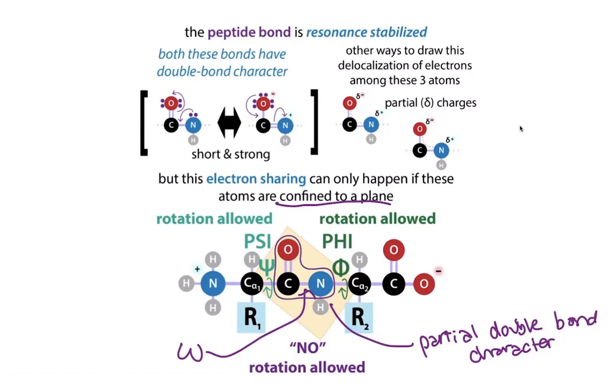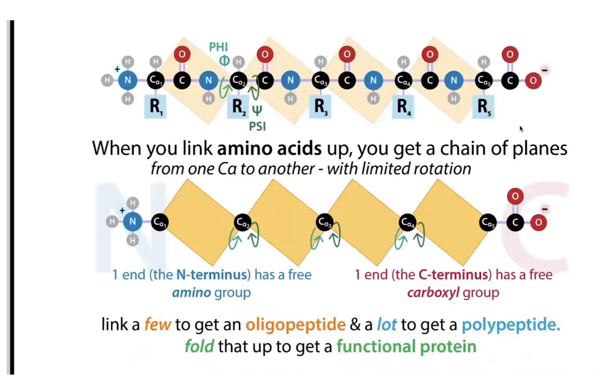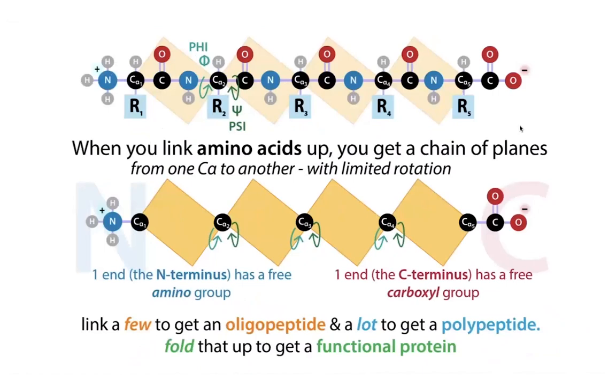Right here, we're just looking at a dipeptide, a single peptide bond. But when these link up, you're going to get a chain of planes where you can only get rotations at those specific points. And these phi and psi angles are what we call dihedral angles. That sounds like a scary term, but it just means the angle between two planes.